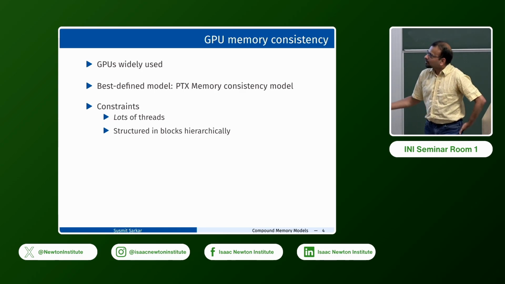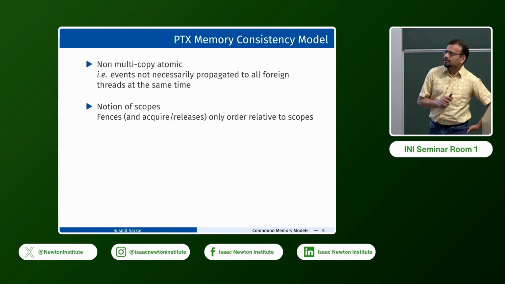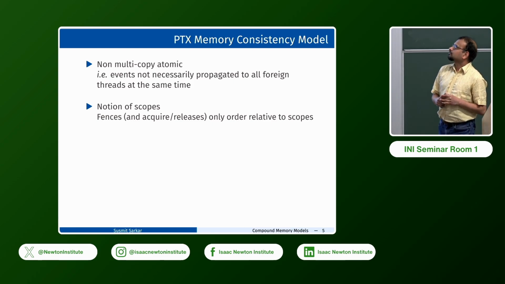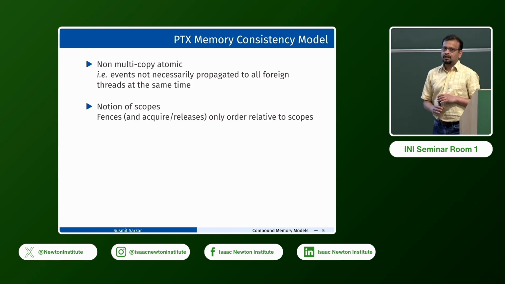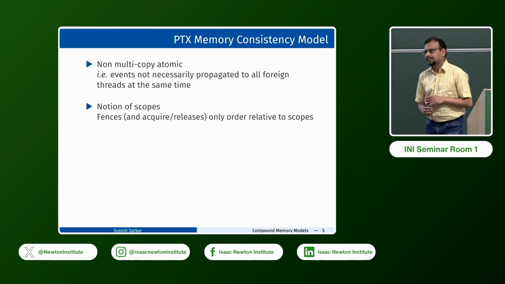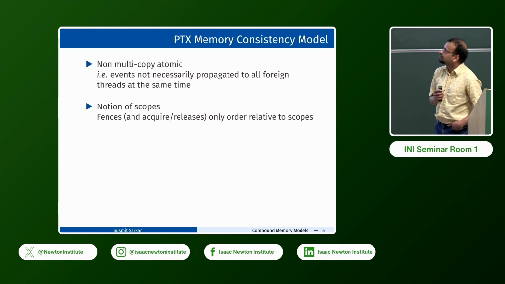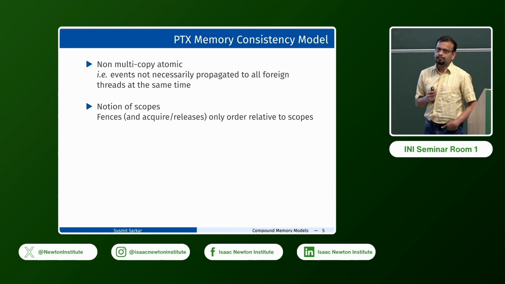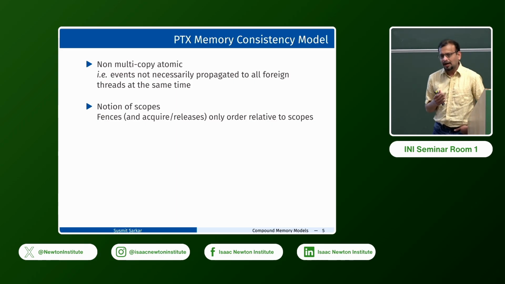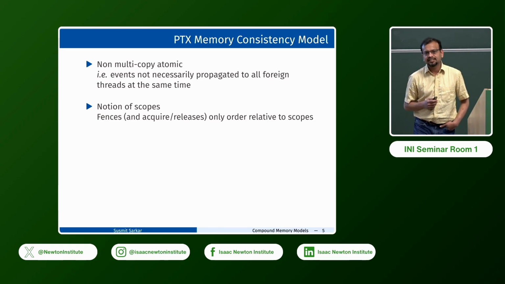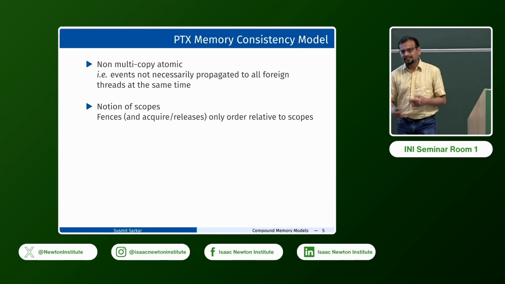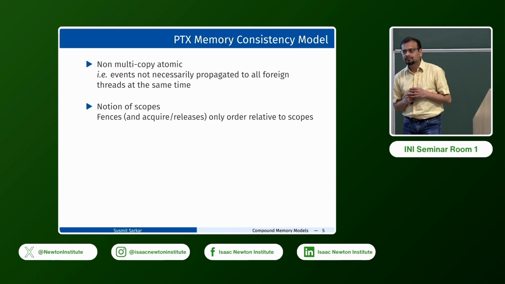So what that means for the memory consistency world is that GPU memory models, PTX certainly, are what we call in the trade non-multi-copy atomic, which is just this idea that events are not necessarily propagated to all the threads at exactly the same time. And GPU programmers and GPU makers think this is fairly important for them to be able to run these thousands of threads concurrently.